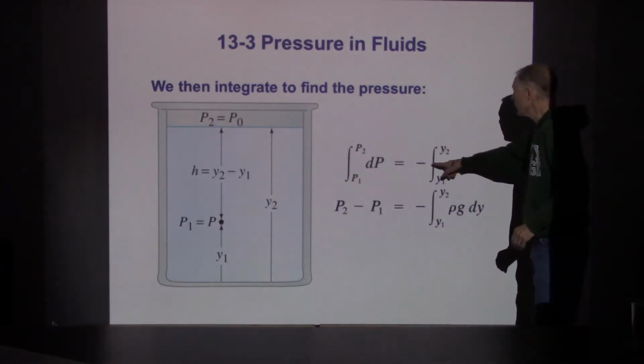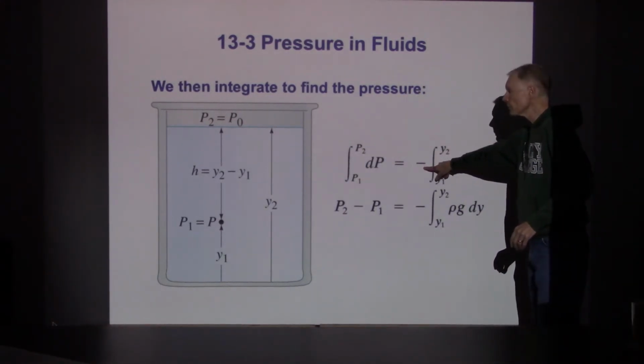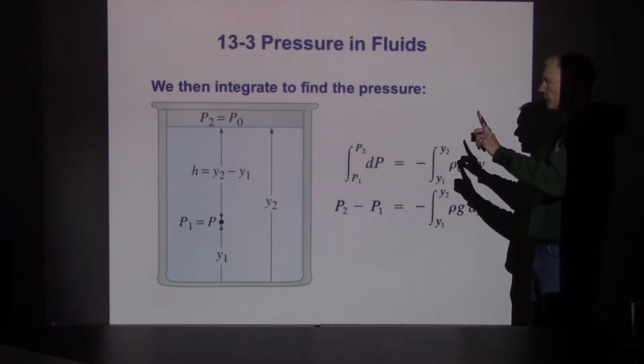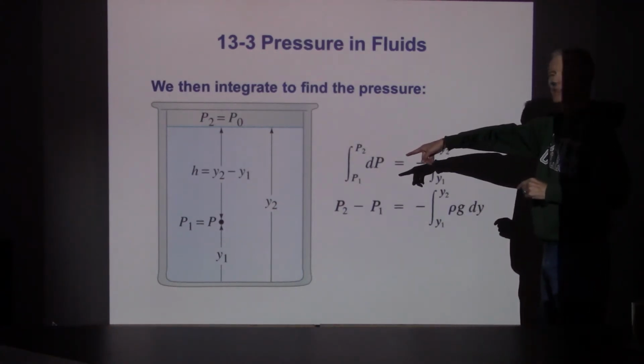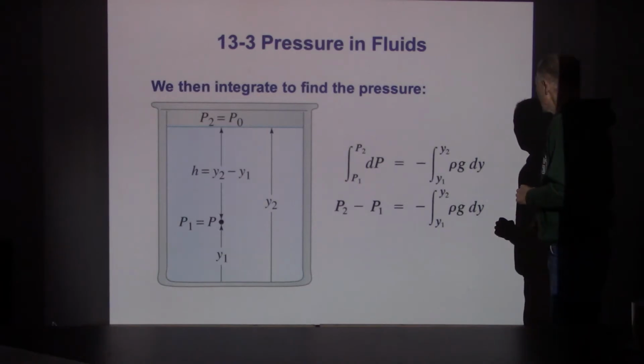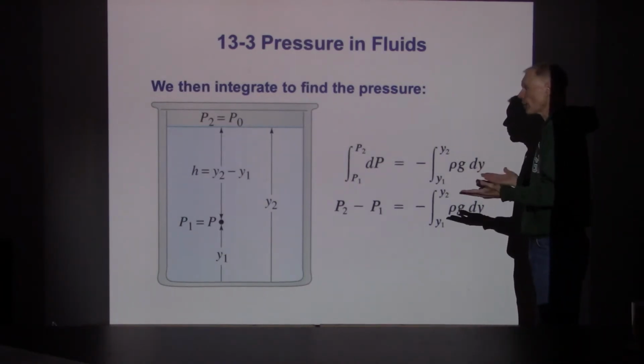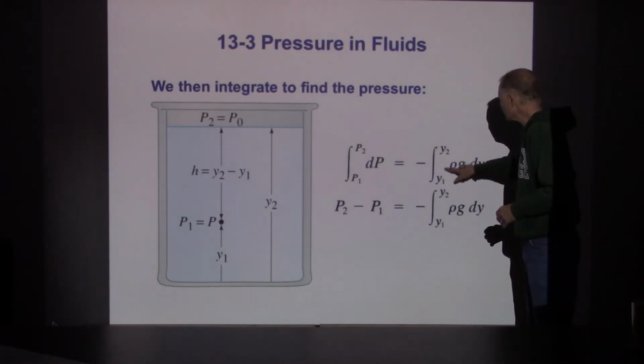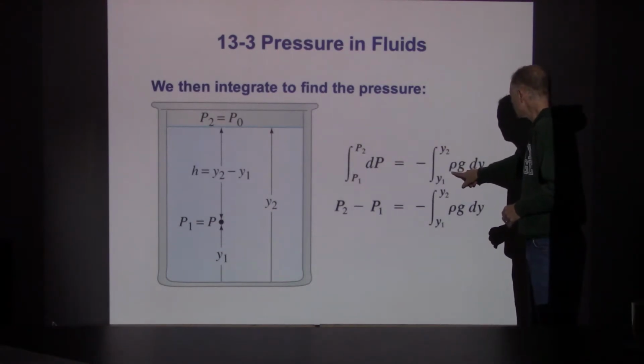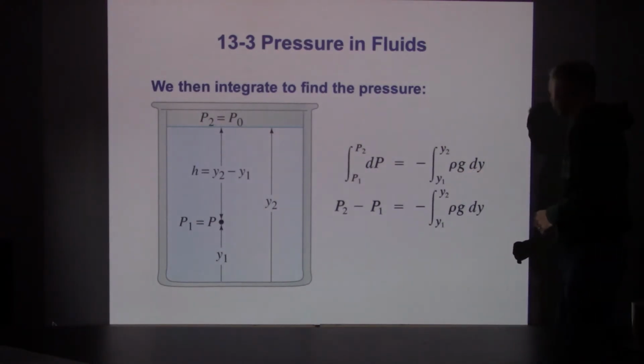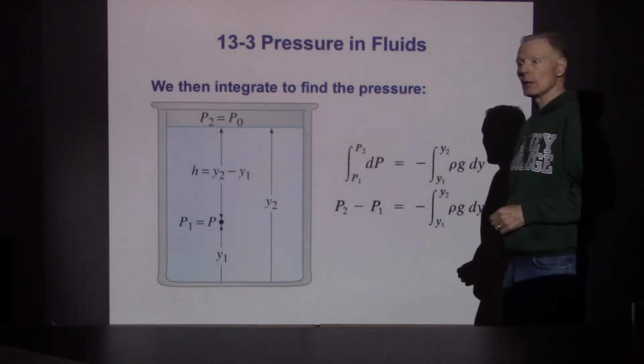And then on the other side, the minus sign is there because as you move upwards, they're calling that the positive y direction, and the pressure is going to drop off. And so they're going to integrate from y1 to y2. This is rho g dy. When they carry out that integration, they're going to get the formula that we saw above.